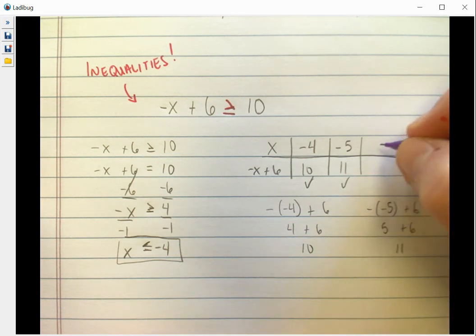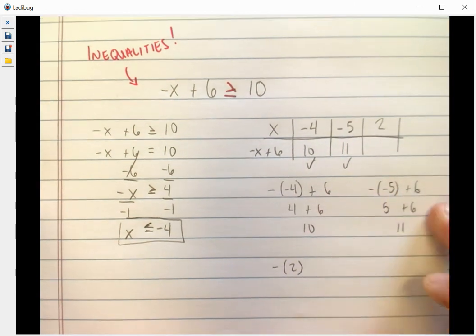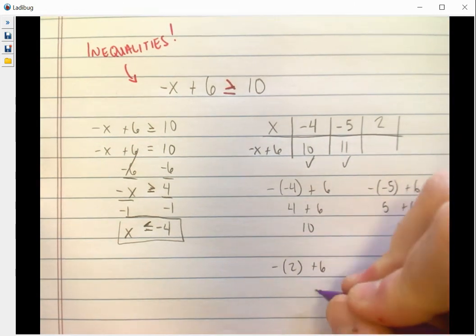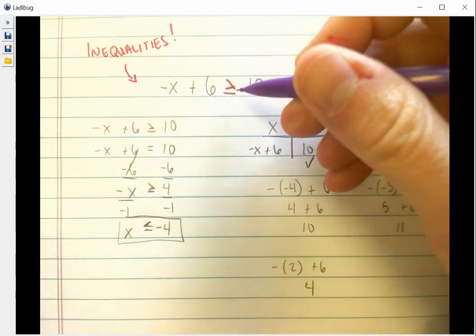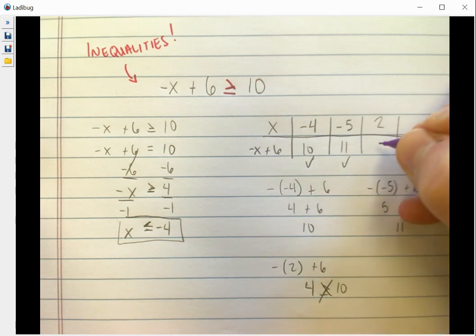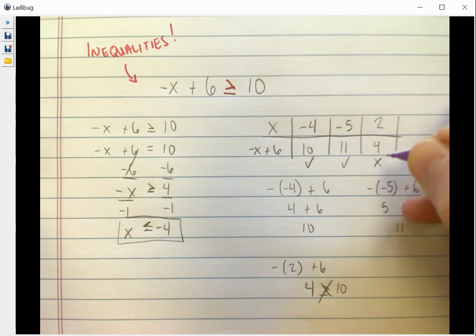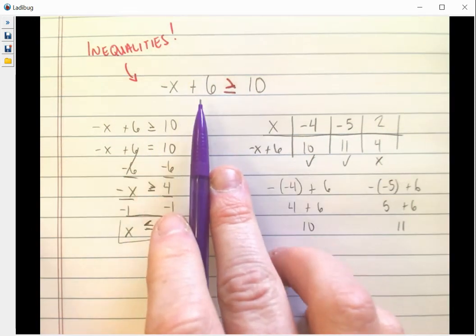Let's check a number that is larger than negative 4, something like 2. If I plug in a 2 there, the opposite of 2 plus 6 is 4. 4 is not greater than or equal to 10. So that is untrue. So any answer that is less than or equal to negative 4 would make this true.